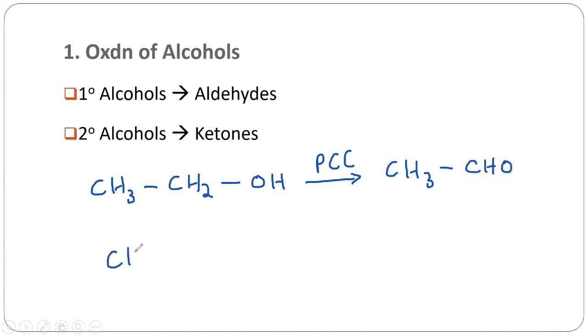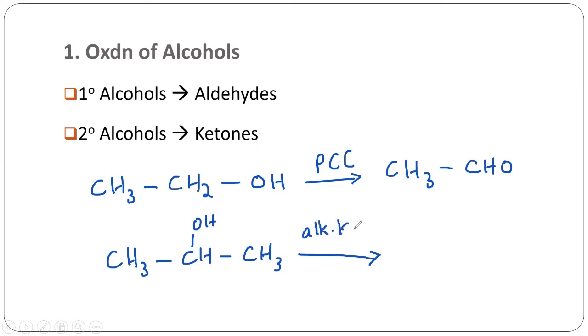If we are taking a secondary alcohol, for example, let us take propan-2-ol. Here we can use a stronger oxidizing agent like alkaline KMnO4, and the product would be a ketone. So oxidation of alcohols is an easy method for converting alcohols to aldehydes or ketones.